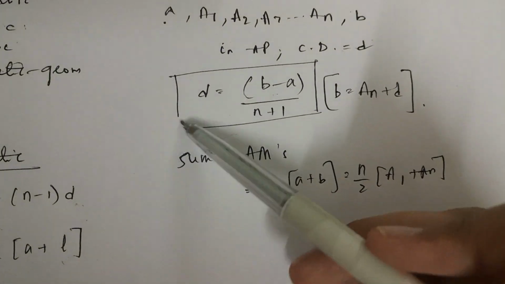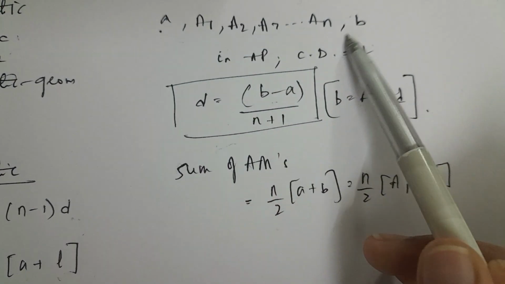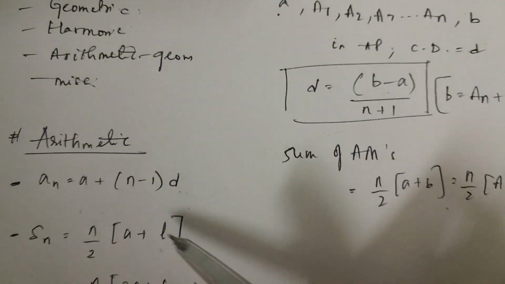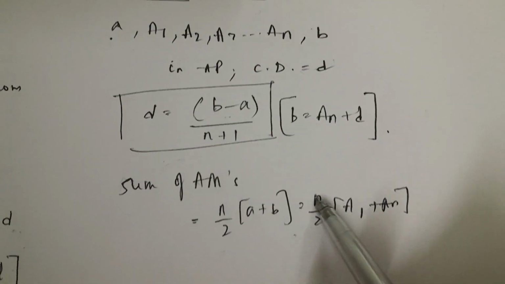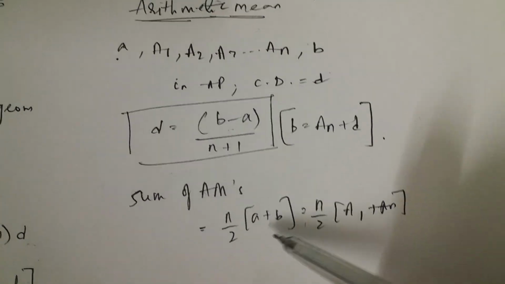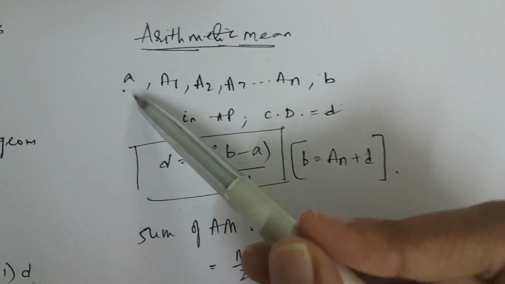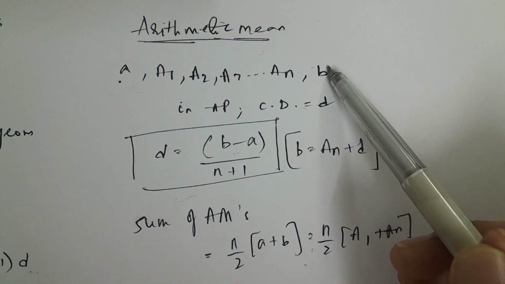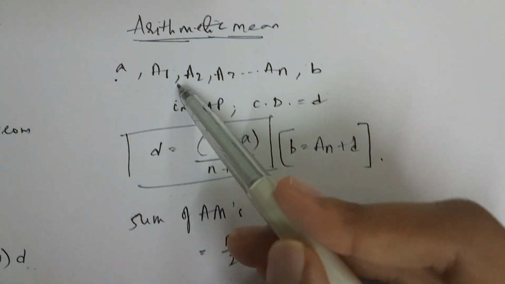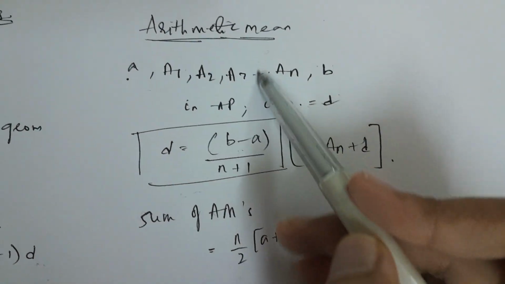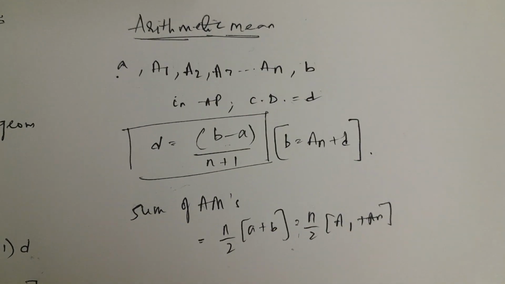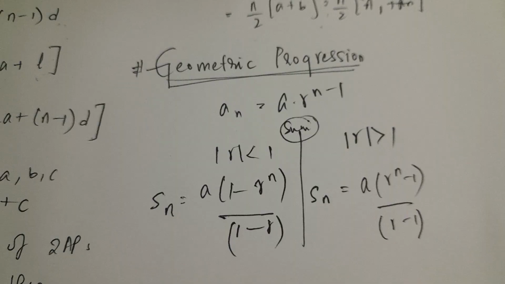And the sum of the arithmetic means of this set of terms can be written as n by 2 times a plus b from the same formula over here, which can also be written as n by 2 times a1 plus an. So one thing you need to remember is that the sum of the first and last terms is also equal to the sum of the second and second last terms, which is also equal to the sum of the third and third last terms, and so on. So that's something you can remember about arithmetic progressions.